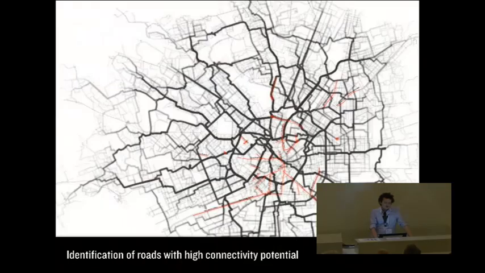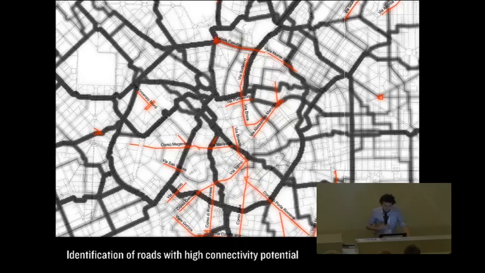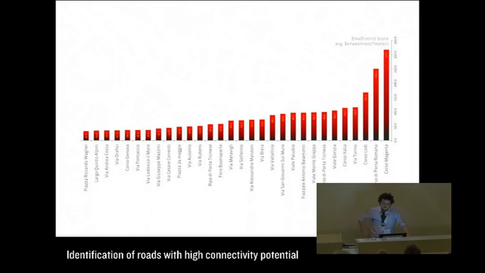One example for this kind of analysis is the identification of roads with high connectivity potential. The roads marked red here are the roads that would be great for cyclists if they were fitted for bicycle use. They would be a very important part of the mobility backbone, but at the moment it's not possible to go on them by bike. We can also have a top 50 of the interventions that would be good to do in the city, ranked by the impact that they would have.